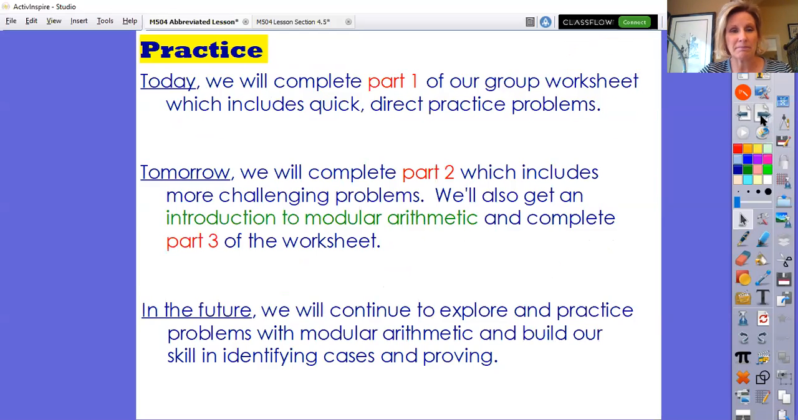This concludes our lesson. I want to let you know what's going on for the rest of today and tomorrow. Today we're going to get together in our groups of 3 or 4. We're going to do part 1 of the worksheet, which has quicker, more direct practice problems. Tomorrow you'll reconvene in those same groups of 3 or 4, and we will do more challenging problems. You'll get a little more true-false action going there. But tomorrow we're also going to do the introduction to modular arithmetic, and you'll have a part 3 of the worksheet that we'll complete tomorrow. But don't you worry. Besides today and tomorrow, you're going to get a lot more practice on modular arithmetic and proof by cases.